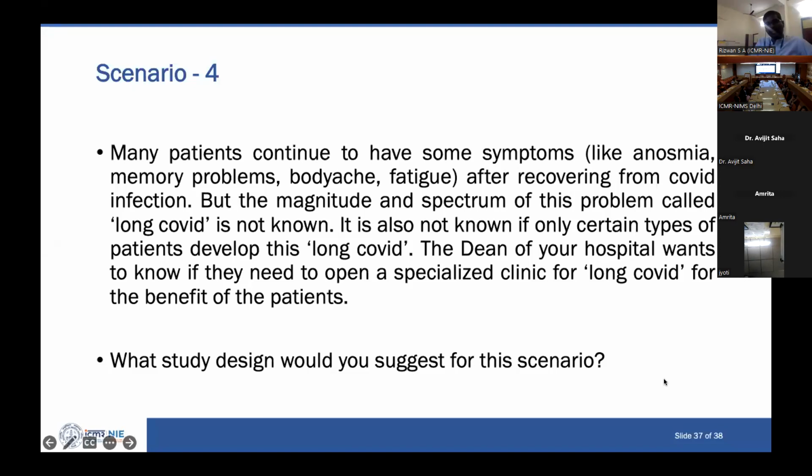So the point that I'm trying to say here is, for a given research question, there may be multiple study designs which are possible. But depending upon the strengths and limitations and the resources that you have at your disposal, you have to choose the best study design for that particular research question.